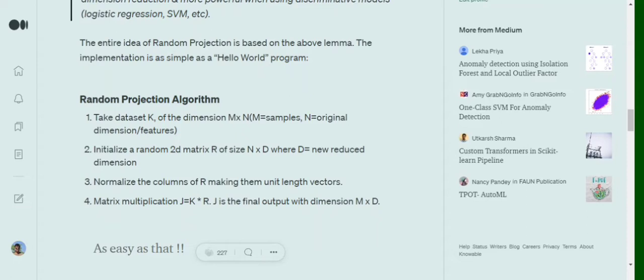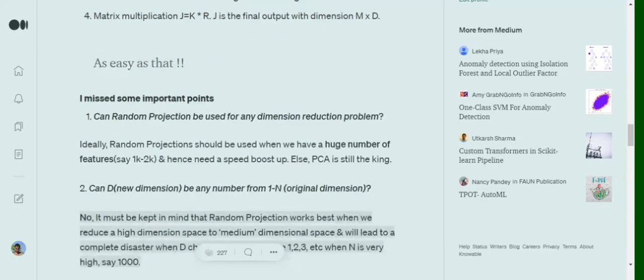In the third step, we normalize the columns of this new matrix R so that they become unit length vectors. Pretty easy. And finally we matrix multiply the data set K with the random matrix R. So K multiplied by R gives us the final output J, which is a reduced projection of the original data set K, with dimension m cross d, where m is the total number of samples and d is the new dimensionality of the reduced space.